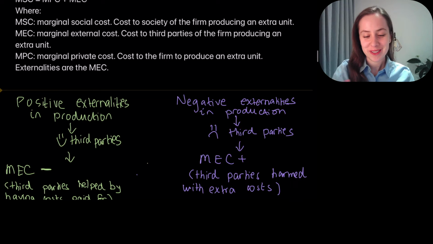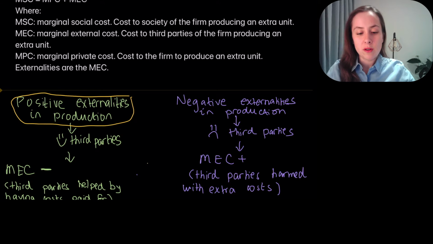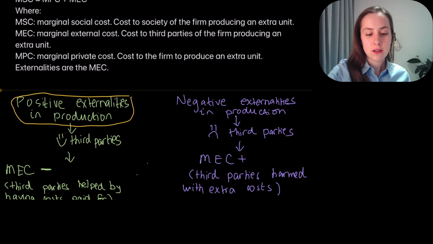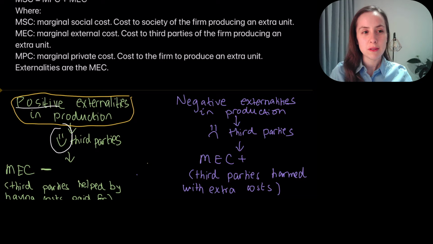If you have a positive externality in production, we know a few things already. We know it's about production, so we know we're going to use the words costs, either MPC, MEC, or MSC. We know, because of the word positive, that third parties are being helped. And as a result of them being helped, we don't want to give them costs, right? The vocab that we have for the production externalities is marginal external cost. So we don't want to increase their costs because we want to help them.